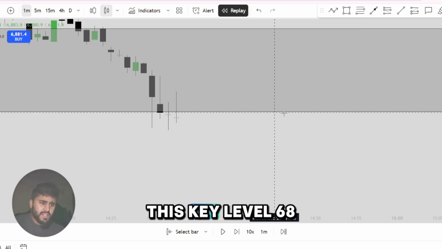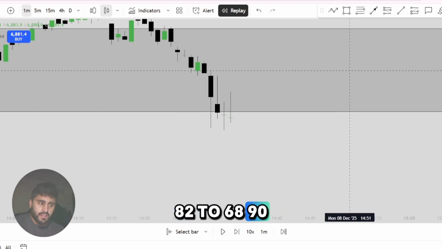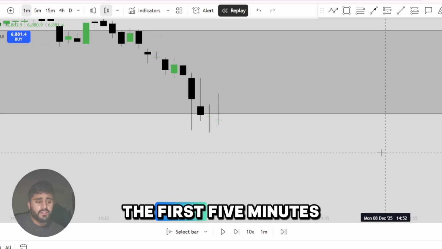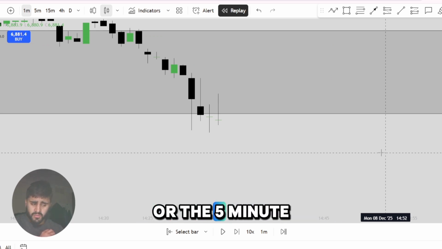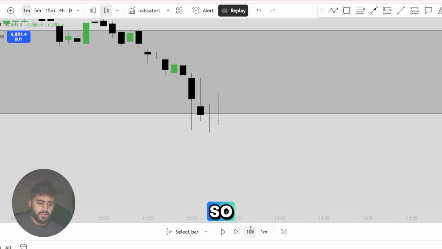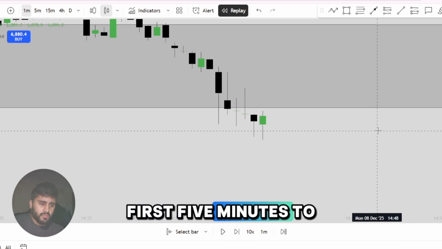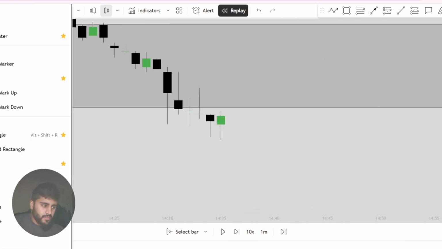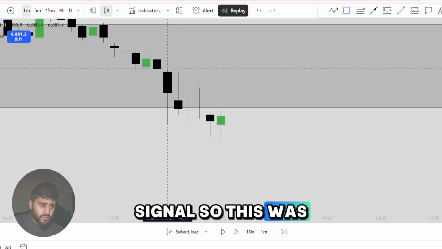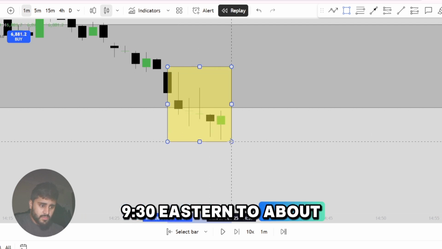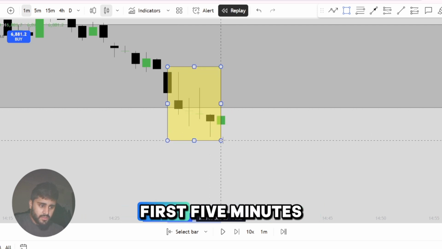So we came into this key level, 68.82 to 68.90. I'm looking at the first 5 minutes, right? I never trade the first 5 minutes. For those who trade the opening range breakout, or the 5-minute ORB, this is basically what it is. You're looking for the first 5 minutes to give you some kind of a signal. This was 9:30 Eastern to about 9:35, right? So this was the first 5 minutes.